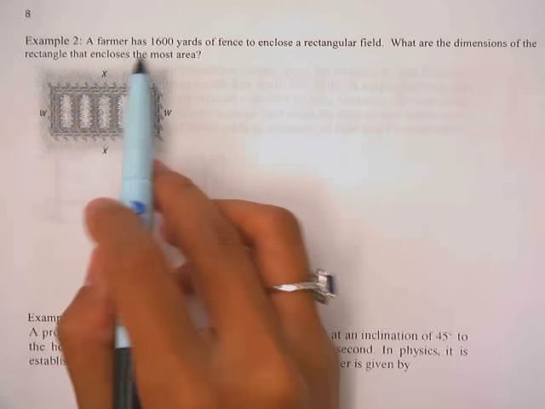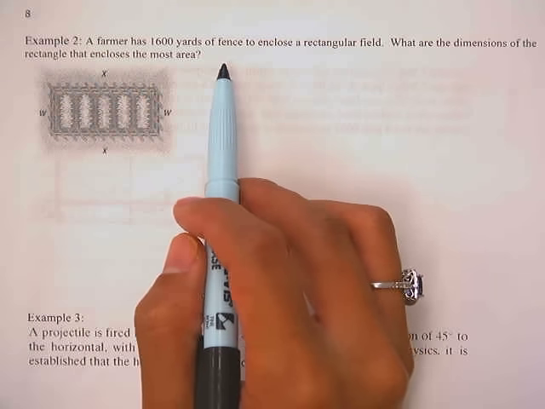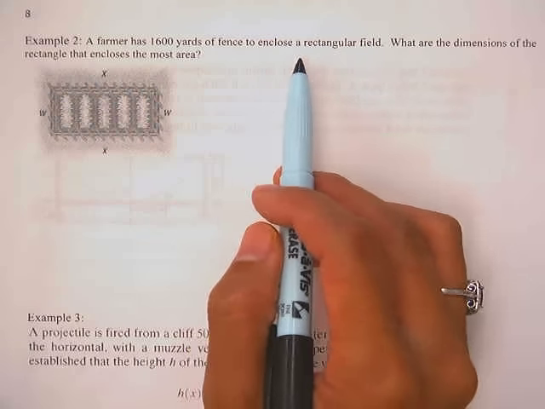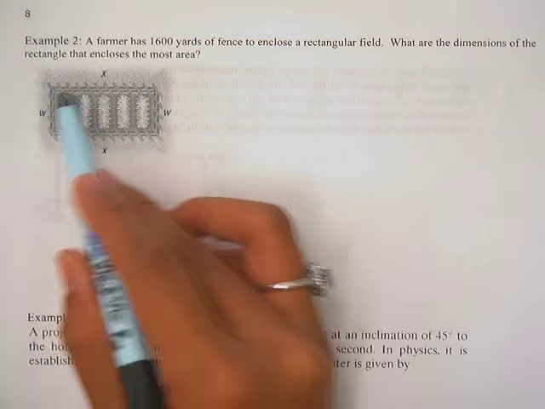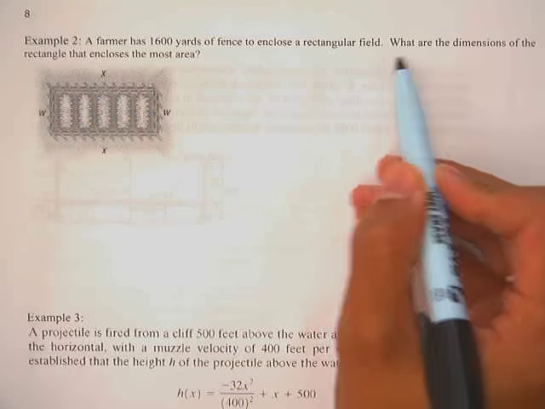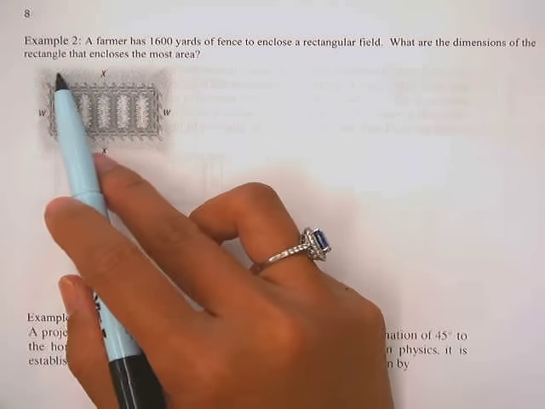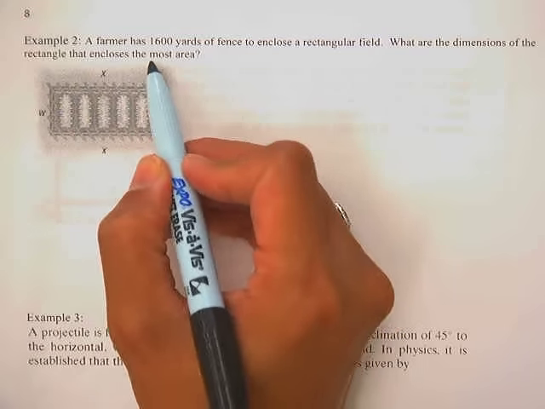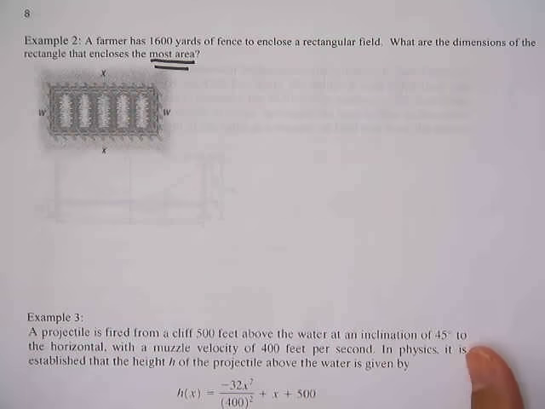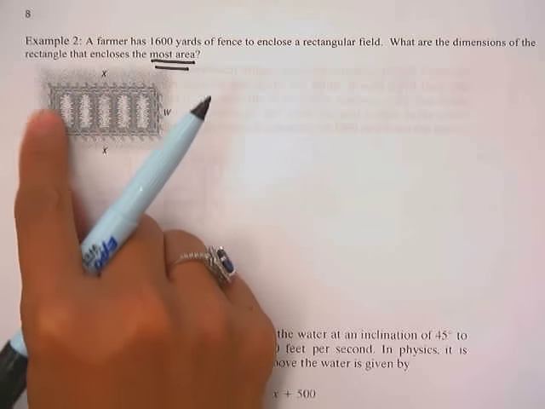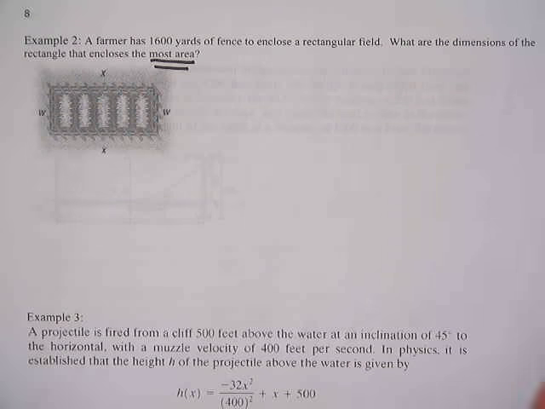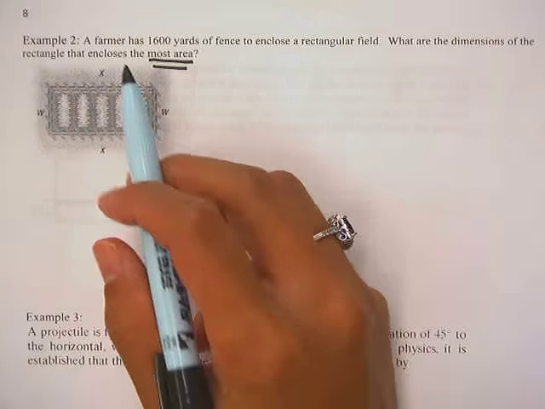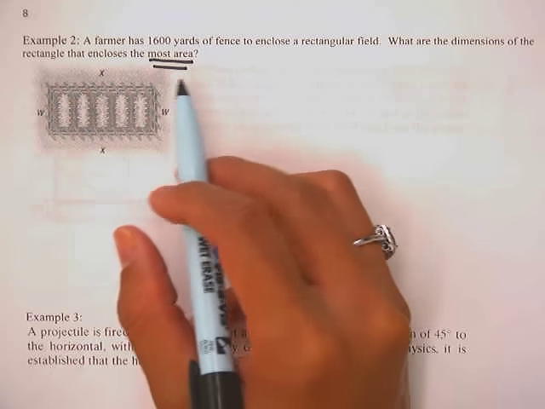Example 2: a farmer has 16 yards of fence to enclose a rectangular field. So enclose means I'm going to border a field that is rectangular in shape. What are the dimensions of the rectangle that encloses the most area? So I'm interested in how I can border my rectangular garden so I can have the largest area, which makes sense because the larger the area, the more I can plant and still use the same amount of fence, okay?